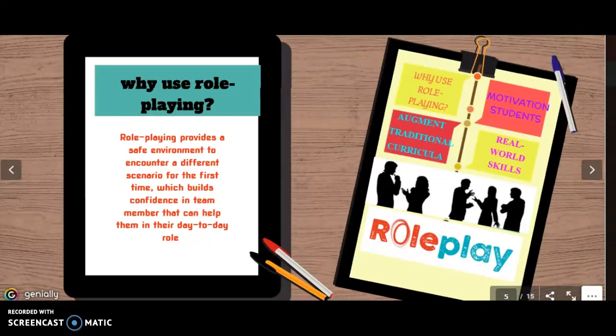And why use role-playing? Role-playing provides a safe environment to encounter a different scenario for the first time, which builds confidence in team members that can help them in their day-to-day role. So here I have some resources for role playing in the classroom that are important in the learning process: motivating students, augmenting traditional curricula, and real-world skills.